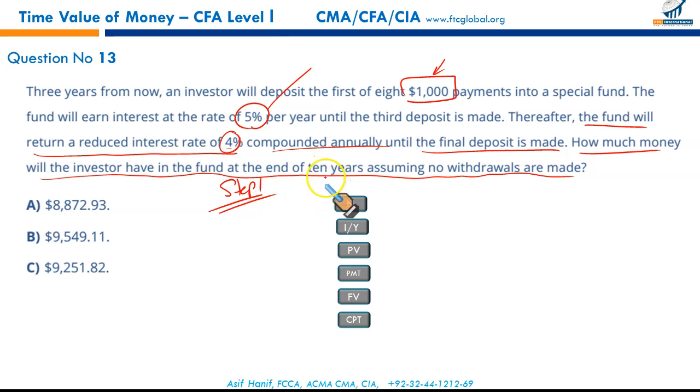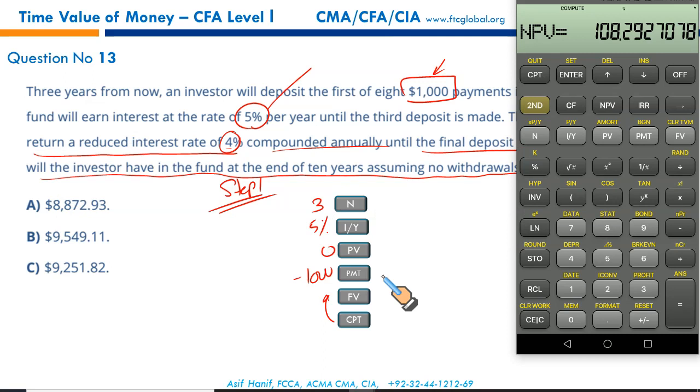You make 3 payments at a rate of 5%. Present value 0. The payments are for $1,000 each. We just need to calculate the future value. This future value will then be reinvested, and for the next 5 years, together with the payments, you'll get the total future value of the payments. Now, let us first find out the future value of these payments using our calculator function.